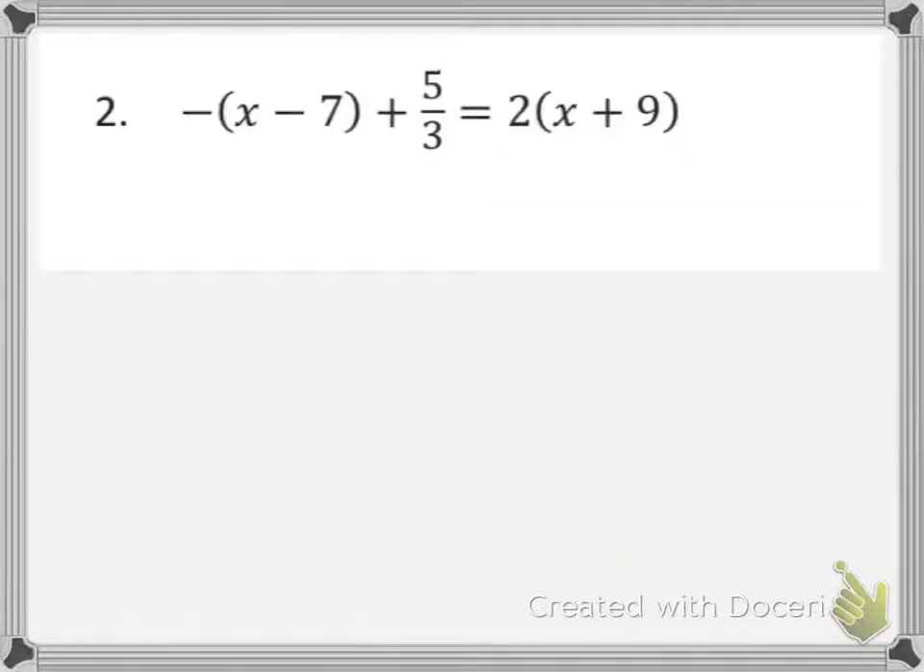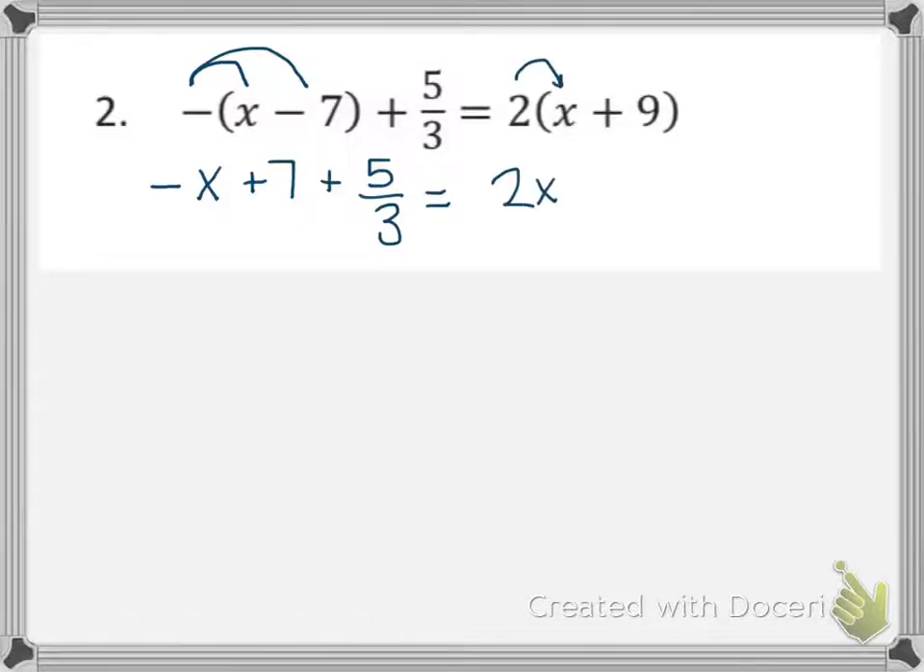Let's go to our next. Same kind of deal. I'm going to use distributive property, it looks like, again. So let's do that first. A negative 1 times x is a negative 1x. And then a negative 1 times negative 7 is a positive 7. Plus 5/3 is equal to, well, we've got 2 times x, that's 2x. Plus 2 times 9, that's 18. So plus 18. All right, and then I can combine like terms.